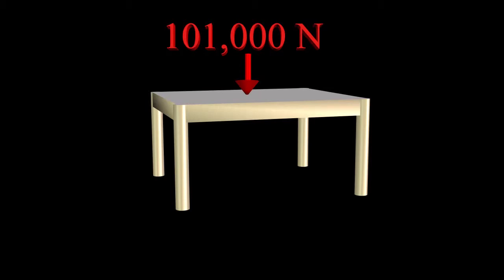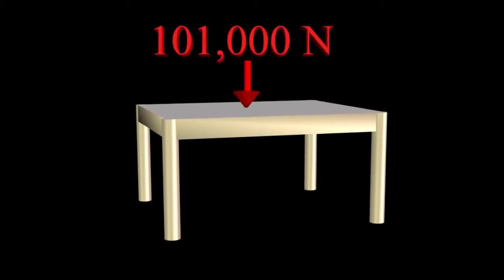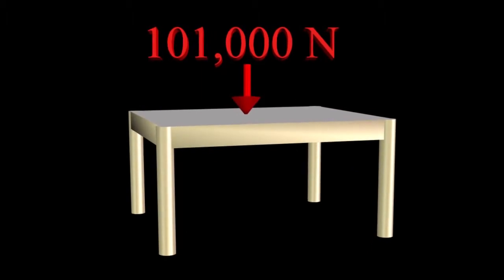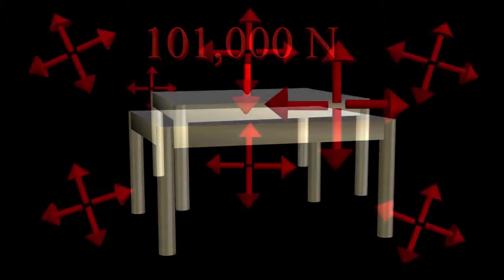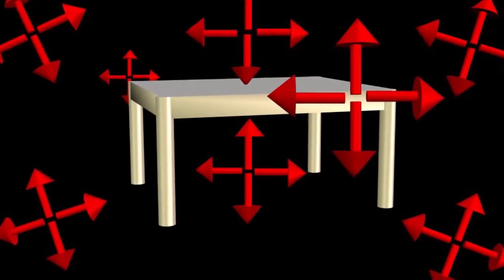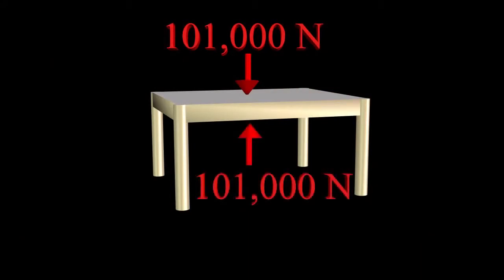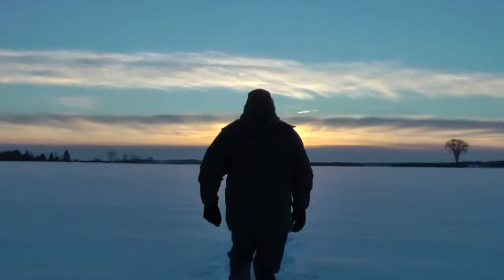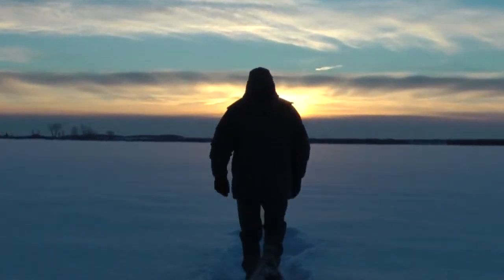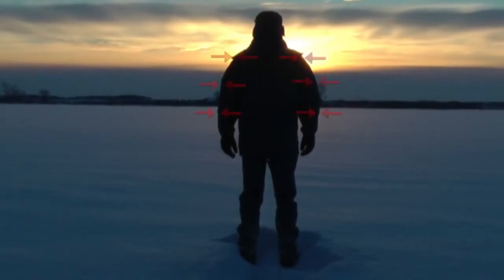If air pressure can generate such huge forces, why don't we notice it? Why doesn't the table collapse? It turns out that pressure in a fluid like air transmits in all directions, not just down. This means that the 101,000 newtons of force pushing down on the tabletop is balanced by 101,000 newtons pushing up. Forces are balanced. Similarly, our bodies are not crushed because the fluids contained within our skin exert a pressure that balances atmospheric pressure.